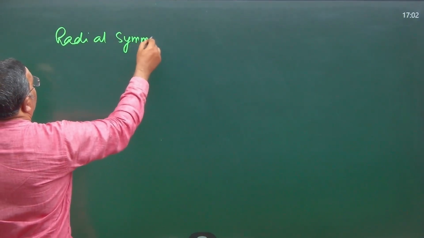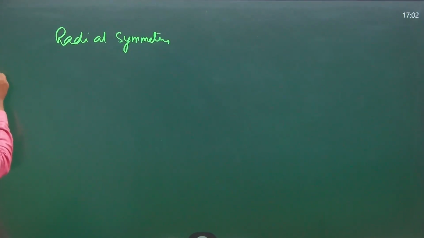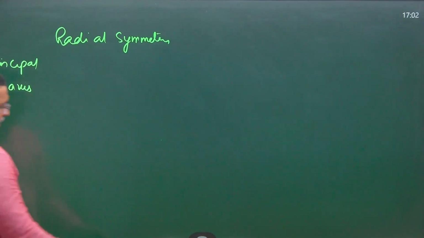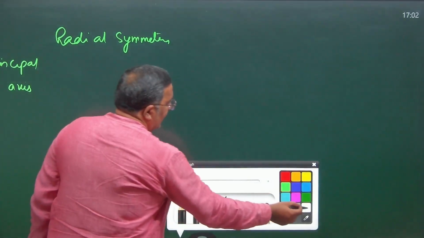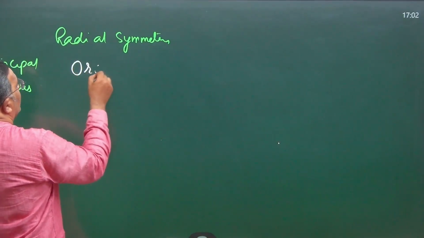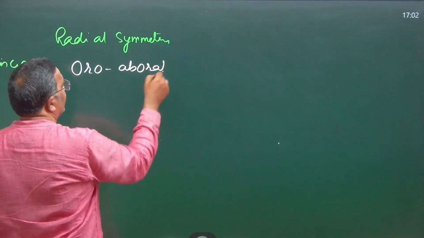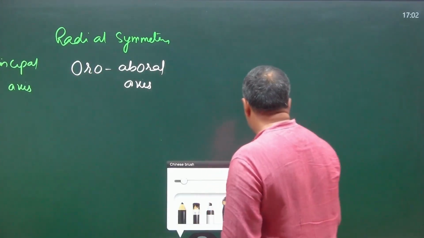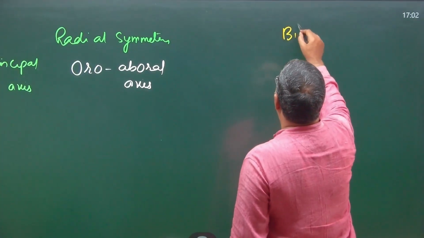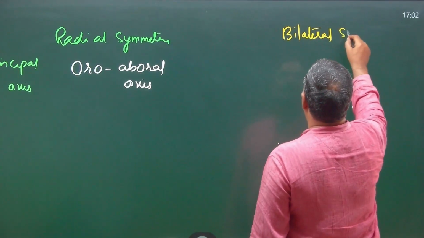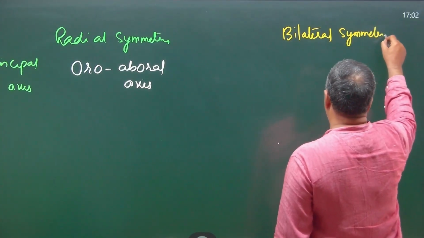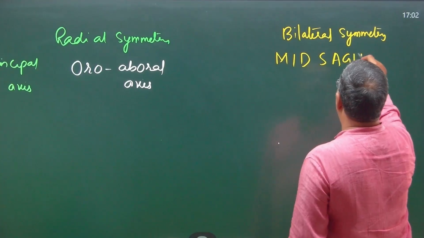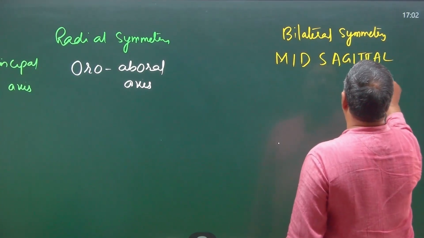First of all, I said we need to recognize the principal axis. What is the principal axis in radial symmetry? Oroaboral axis. Okay. What is the principal axis in bilateral symmetry? In bilateral symmetry, the principal axis is the mid sagittal axis.